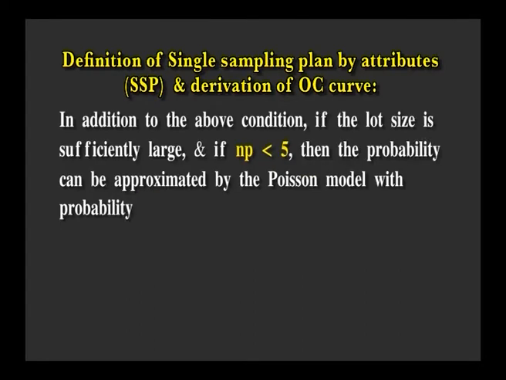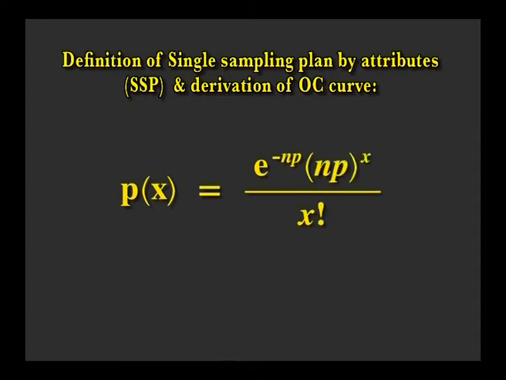In addition to the above condition, if the lot size is sufficiently large and if np is less than 5, then the probability can be approximated by the Poisson model with the probability function P(x) = e^(-np) (np)^x / x!.